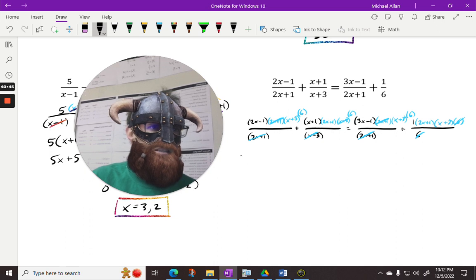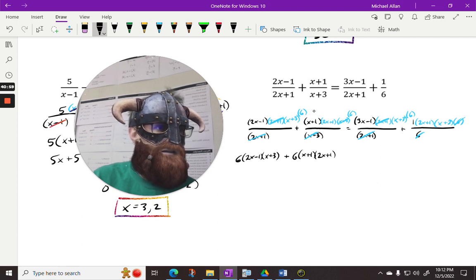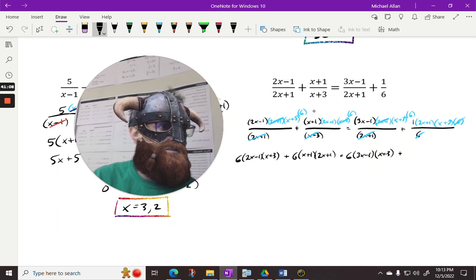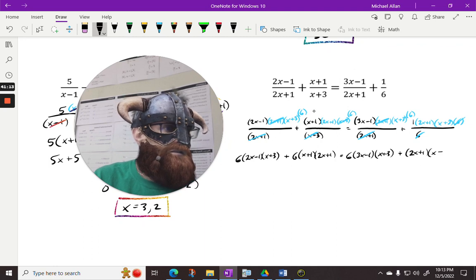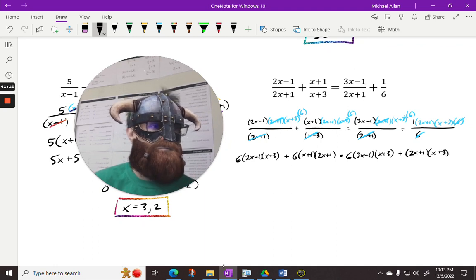So what do we have? I'm going to put the 6 first here. So 2x minus 1 times x plus 3, that's my first term. Plus, I'm going to put the 6 in the front of this one too. X plus 1 times 2x plus 1 is equal to, I'll put that 6 in the front as well, so 3x minus 1, x plus 3, and this one doesn't have a 6 crossed off, so I just have 2x plus 1 and x plus 3. Okay, it's going to be pretty ugly, so I'm going to multiply this all out.